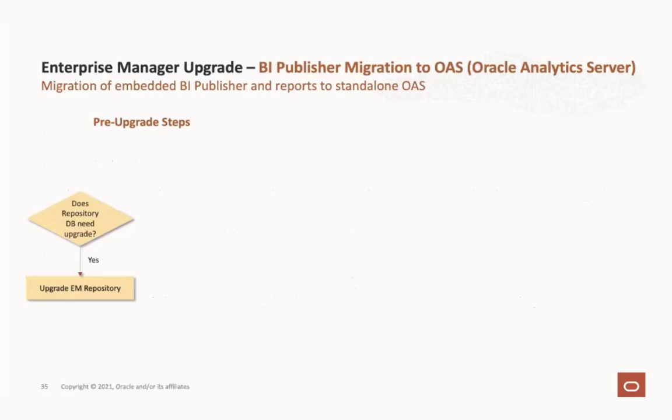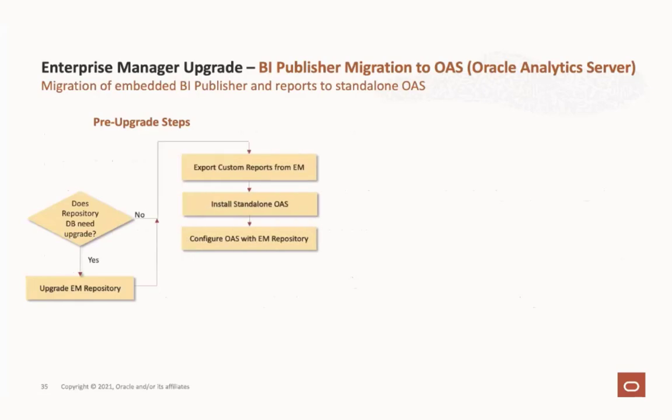Yeah, so one of the first steps when you're considering migrating your BI Publisher to OAS is going to be part of your entire upgrade. Do you need to upgrade your repository? If that is the case, that is the first recommended step for BI Publisher. What we would recommend is that you export your custom reports from EM so that you do not waste any of the hard work that you've put into that. And then you go ahead and install your standalone OAS and configure it with this new EM repository.